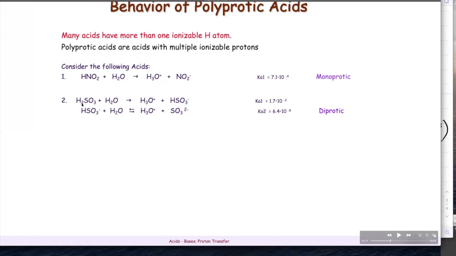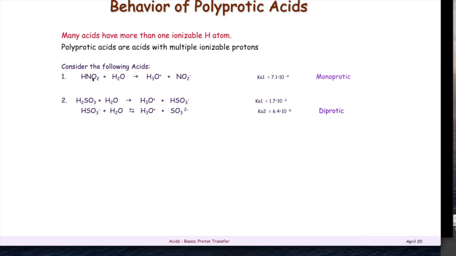First of all, you know it's a chemical that will donate more than one hydrogen because its formula is going to show that there are multiple hydrogens that are ionizable. Ionizable again just means that it's going to break away. Whereas nitrous acid, remember nitrous acid is HNO2, nitric acid is HNO3, nitrous acid is HNO2, that's a weak acid. It only has one hydrogen to donate. That's why it only has one Ka.